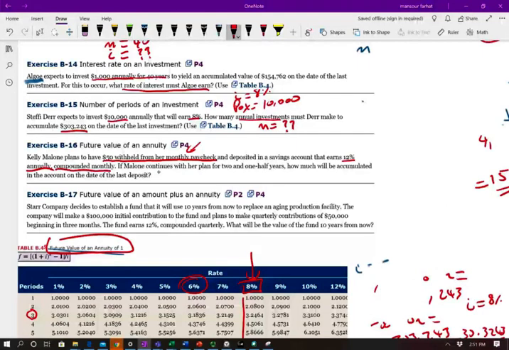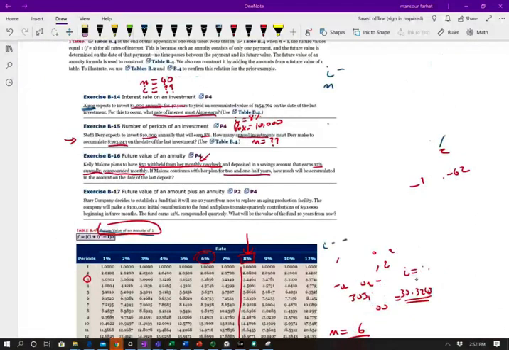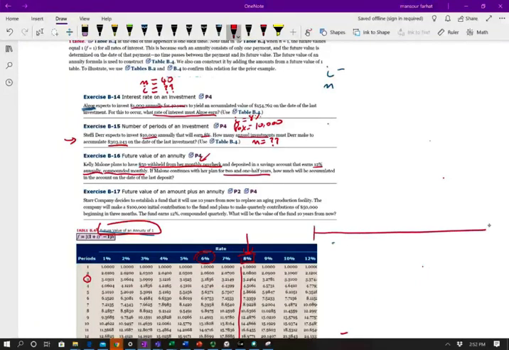If Malone continues with her plan for 2.5 years, how much will accumulate in the account on the date of the last deposit? So let me show you on a graph what this looks like. It's very important that you can imagine this on a graph. The whole period is 2.5 years, but it's monthly.